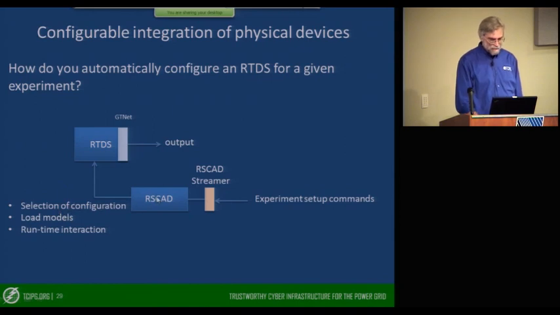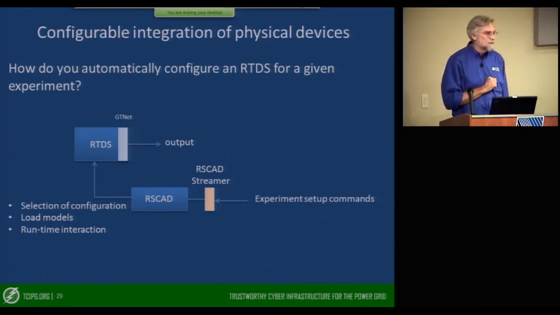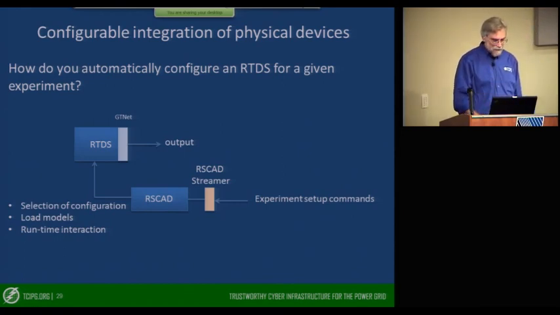And through the RSCAD, you can tell the RTDS, I want it to be speaking DNP3 on this particular experiment. Through the RSCAD, you load models, the particular topology and parameters of the models that you want to run, and during runtime, you can interact with the RTDS machine through this particular program. Well, to make it usable to us in this kind of configurable way, our lab guys wrote a shim. We call it RSCAD streamer, and the RSCAD streamer allows one to interact with the RTDS in programmable ways, using the experiment setup commands through the RSCAD streamer to the RSCAD to the RTDS. So this is all working.